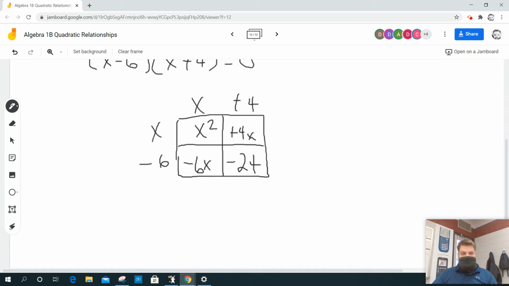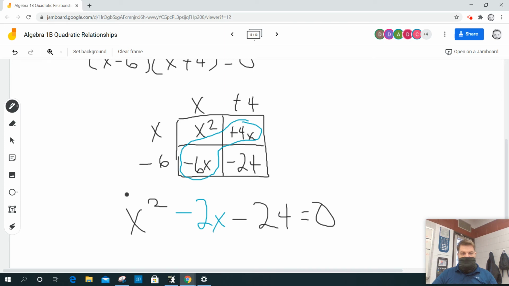I'm going to combine like terms. Negative 6 plus 4 is negative 2. So those two terms become negative 2x. So I get x squared minus 2x minus 24 equals 0. This is the quadratic. This is the function.